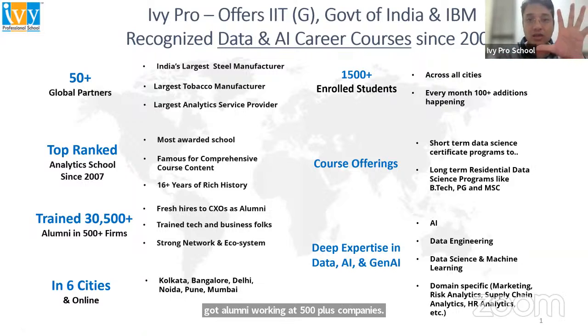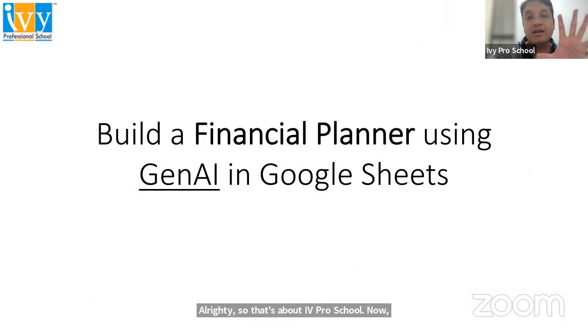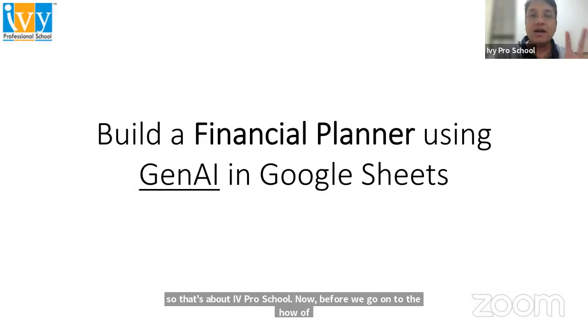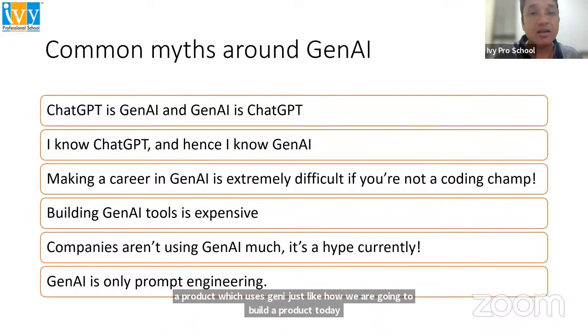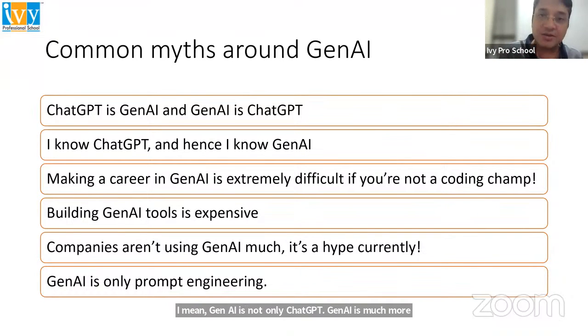Now, before we go into the how of creating a financial planner using Gen AI and Google Sheet, I want to just burst some common myths about Gen AI. A lot of people feel that Gen AI is ChatGPT, but let me tell you, ChatGPT is a product which uses Gen AI, just like how we are going to build a product today which will use Gen AI, but ChatGPT is not Gen AI. Gen AI is not only ChatGPT. Gen AI is much more than ChatGPT. A lot of people have this myth as well that I know ChatGPT and hence I know Gen AI. No, you got to go deeper.